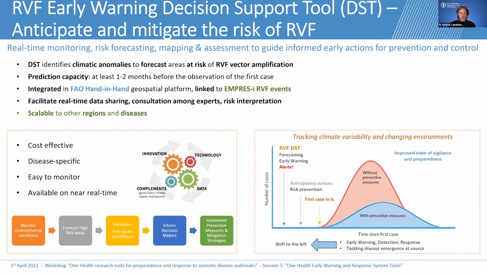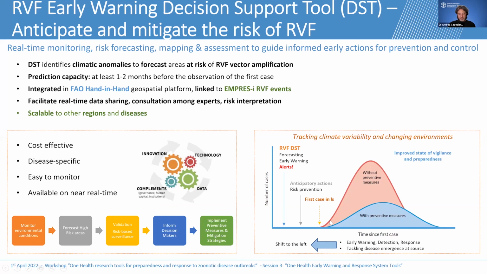Of course, the decision support tool identifies climatic anomalies to forecast areas at risk of Rift Valley vector amplification. This gives the power and the time to the national authorities to implement early warning activities at national level, as well as to early detect any possible outbreaks, either in animals or in humans. It is integrated with EMPRESS-I, and as I was saying before, it facilitates real-time data sharing and consultation among experts.